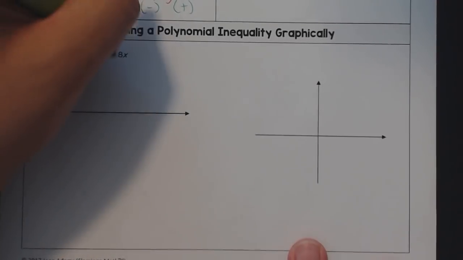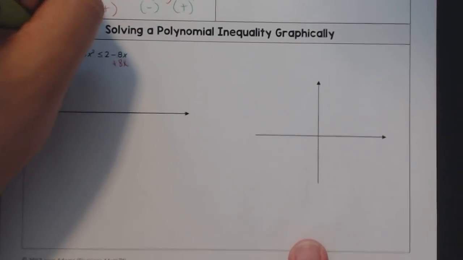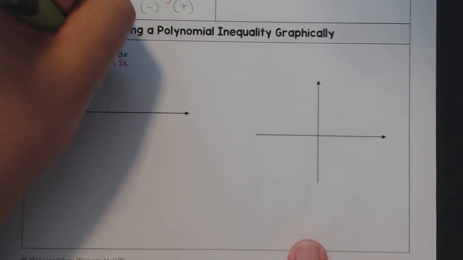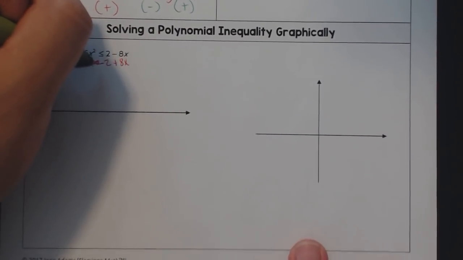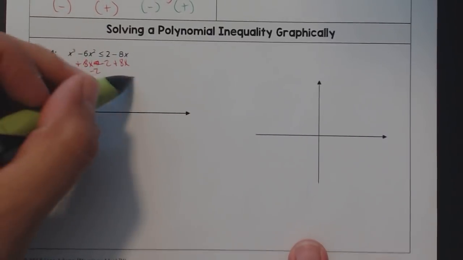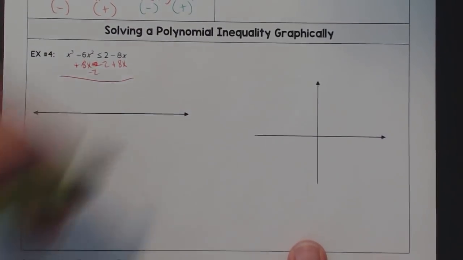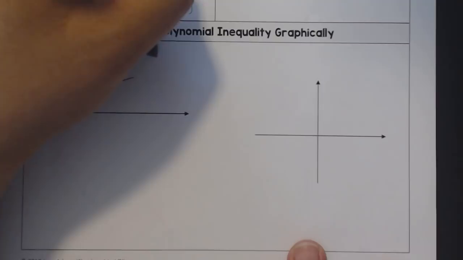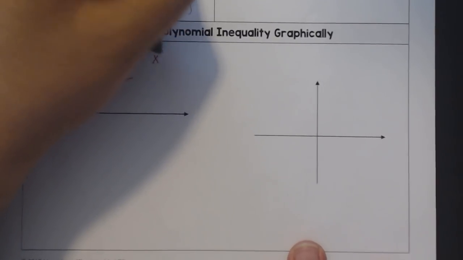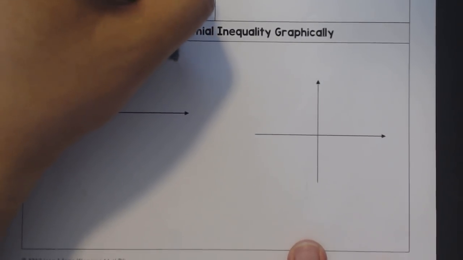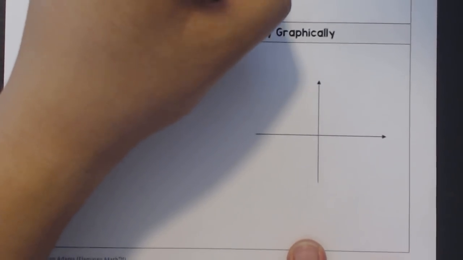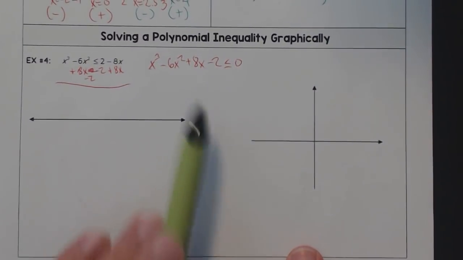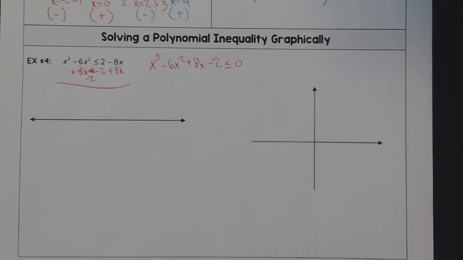So I'm going to add 8x, and I'm going to subtract 2 from both sides. Okay, so it's -2 and then -2. So what I get here should be x to the 3rd power minus 6x squared plus 8x minus 2 is less than or equal to 0. We want something like this where it's set in that format.